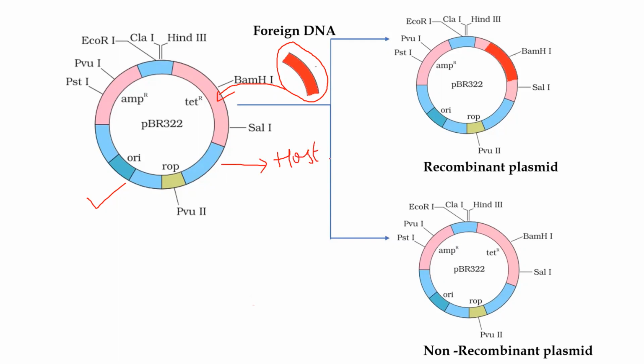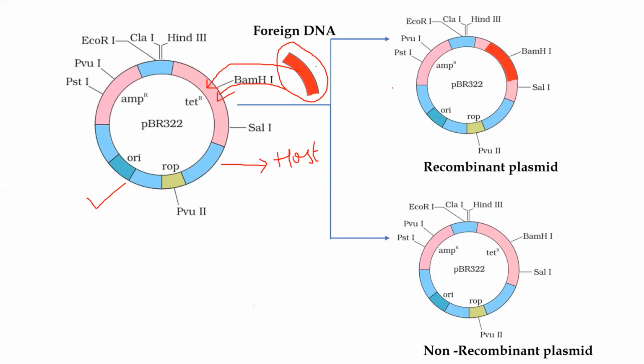Now, when we are trying to add our foreign DNA into the vector, there is a possibility that some of the plasmids will incorporate the foreign DNA, and some of them may not. The reason being, we cannot see this process. We cannot see a plasmid, right? We will just add all those things into the test tube. We will add enzymes, we will add foreign DNA, and we assume that some of the plasmids will get our foreign DNA, and there is a possibility that some of them may not get it.